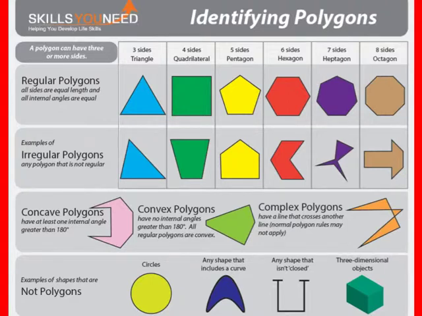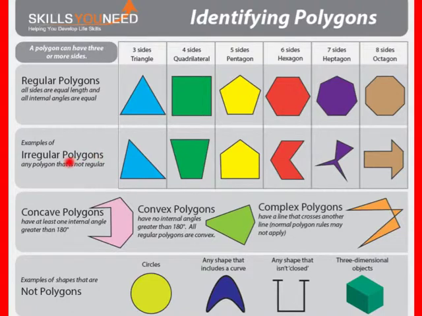Here at the top you have examples of what are called regular polygons. That means all sides are equal length and all of the internal angles are equal. So like an equilateral triangle, a square, which is technically a quadrilateral because it has 4 sides, a pentagon, hexagon, heptagon, and octagon.